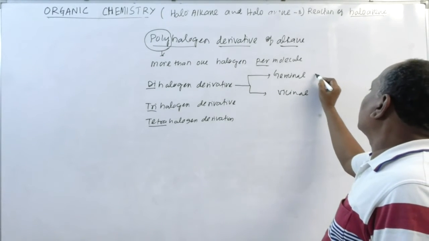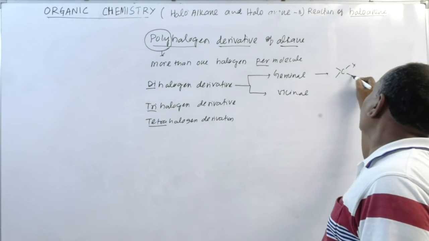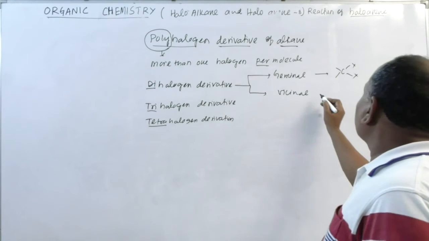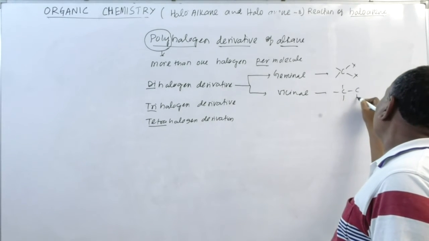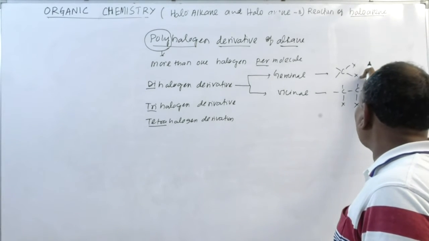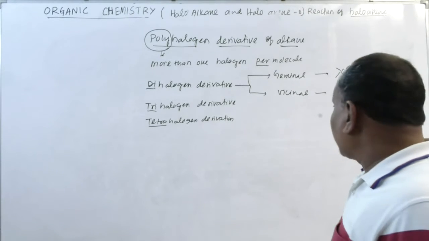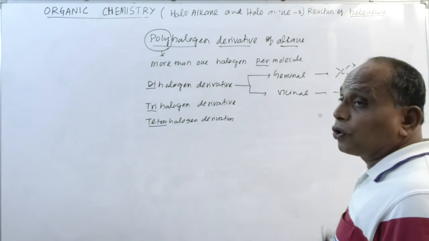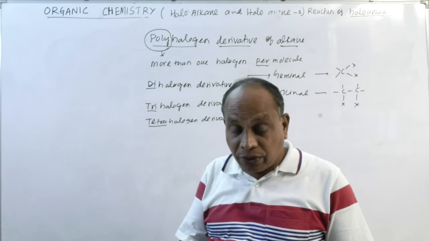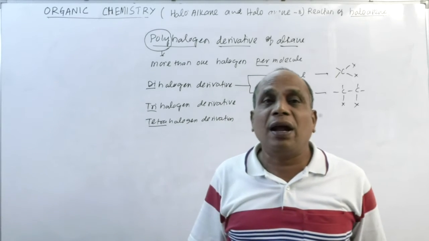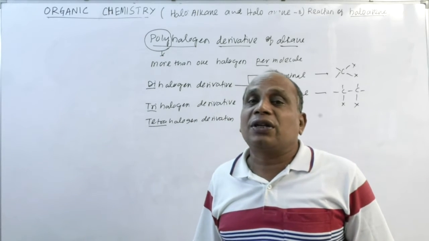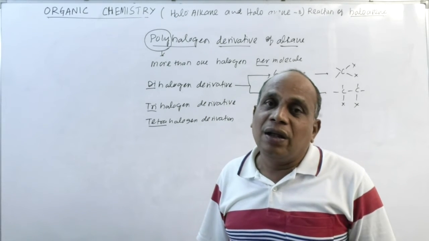Geminal means the 2 halogen atoms are possessed by the same carbon atom. That's called geminal. Vicinal means the 2 halogen atoms are on adjacent carbons. You see what is the difference? In geminal, the 2 halogens are bonded to the same carbon atom, but in vicinal, the 2 halogen atoms are bonded to adjacent carbon atoms. These are the 2 types of dihalogen derivative. If the dihalogen derivative is not geminal and not vicinal, if it is other than this, then it is called terminal.